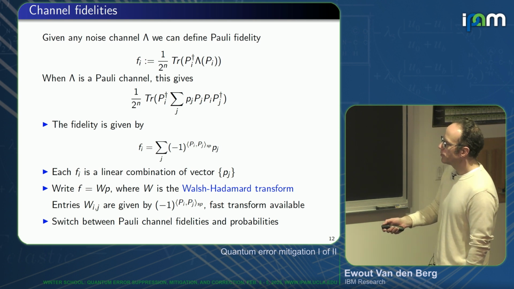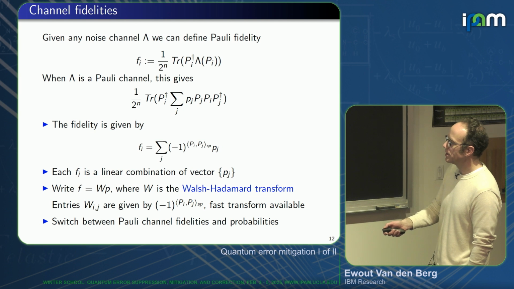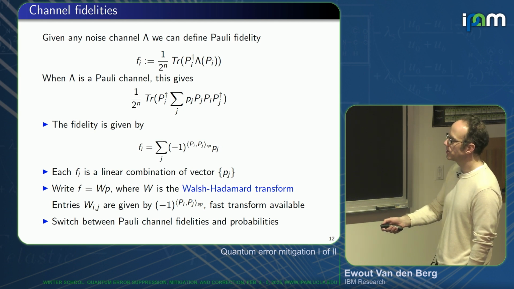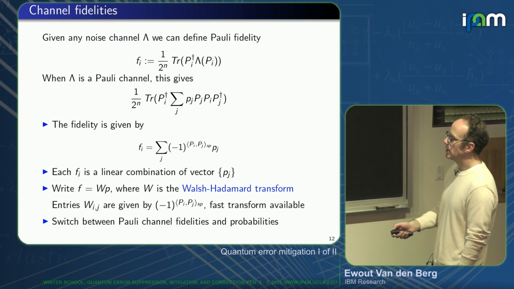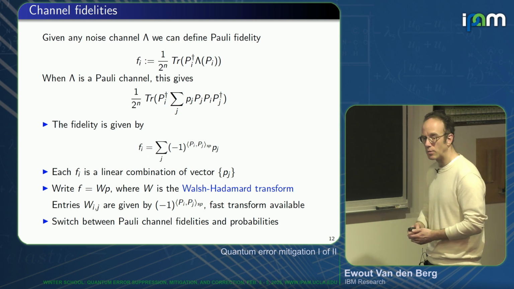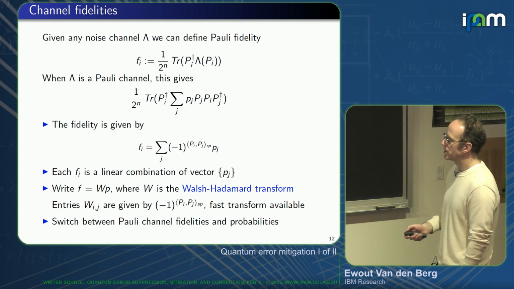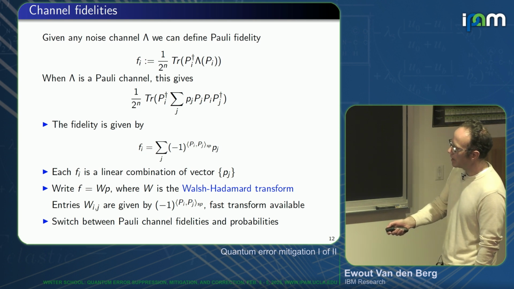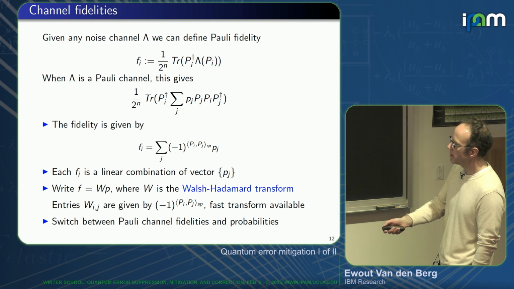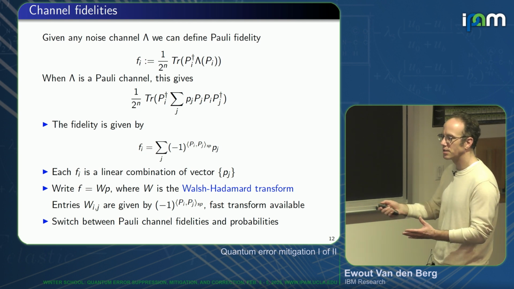If you look at this, each fi is a linear combination of these probabilities, because this sign will always be the same regardless of the probabilities. So we can write f is equal to some operator, which is the Walsh-Hadamard transformation, on your probability vector. And the elements of W_ij are just these symplectic inner products.